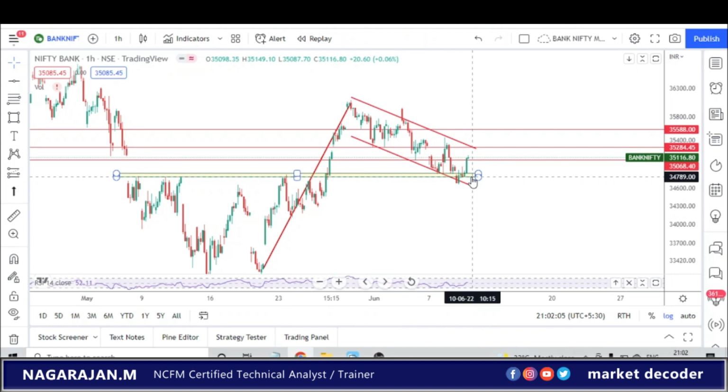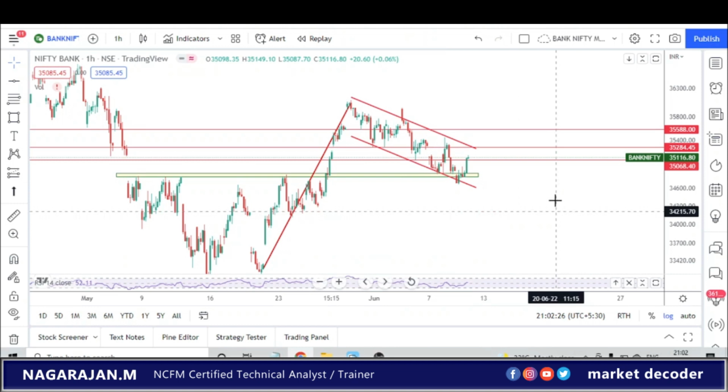If the support is getting broken, then that is where we will be able to see 34,000. This is going to be 34,280, then 34,150, and 33,900 levels will be the upcoming supports. If 34,700 levels are getting broken, these are going to be the targets.